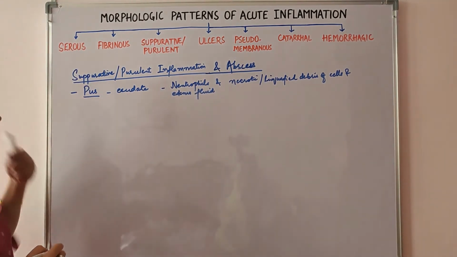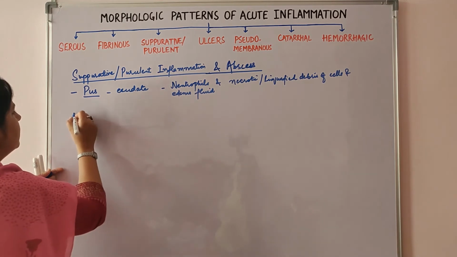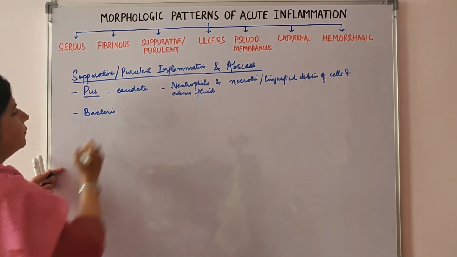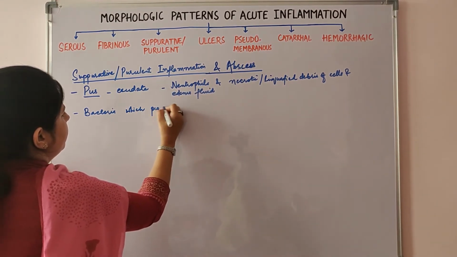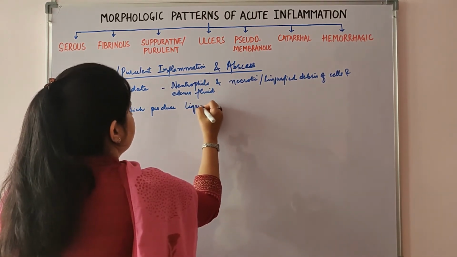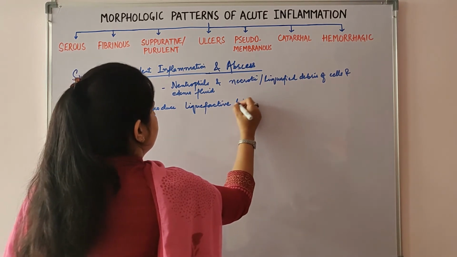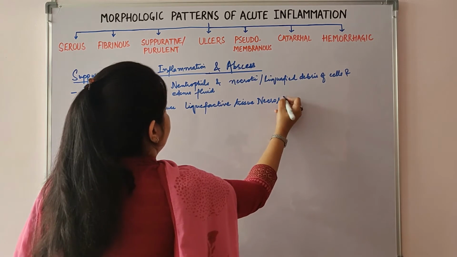So what are the causes of suppurative inflammation? Suppurative inflammation is caused by bacterial infections which produce liquefactive tissue necrosis.